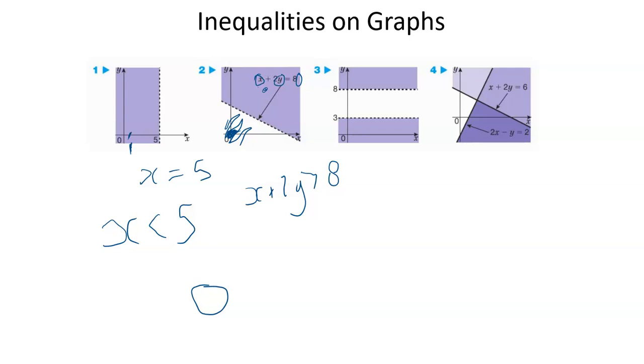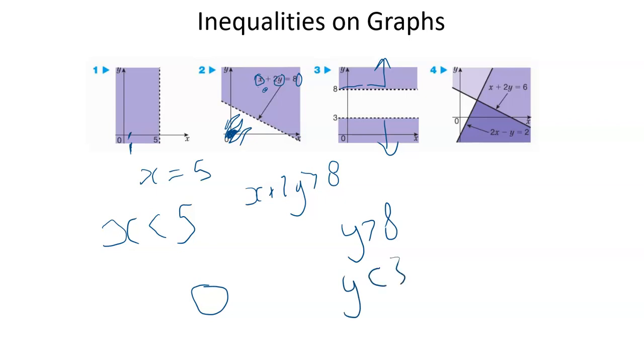When there's 2 inequalities like this, you have to write 2 inequalities. So if you have 2 regions, you need 2 inequalities. y has to be greater than 8, strict, because it's a dotted line, and it also has to be less than 3, so y has to be less than 3.